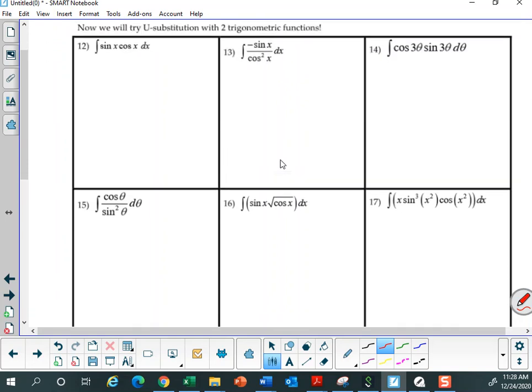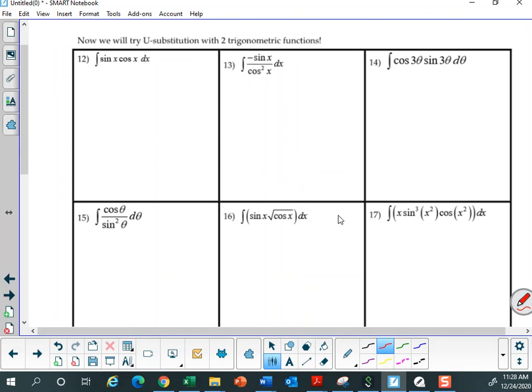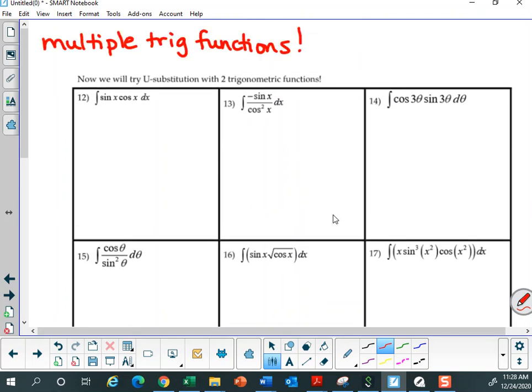So let's look at a couple of these examples. I'm going to show you how they can work. In some cases, they can work more than one way. So 12 and 14 are both similar in that we have a sine function, we have a cosine function, and they are the same power. So in both of these problems, it actually does not matter whether u is the sine or u is the cosine.